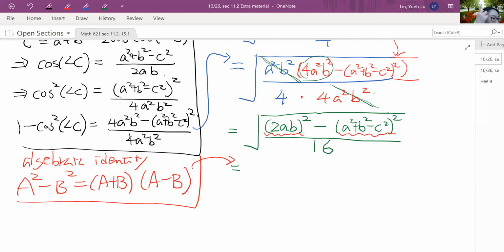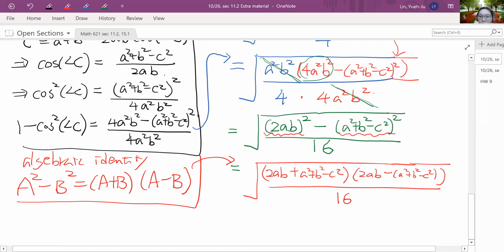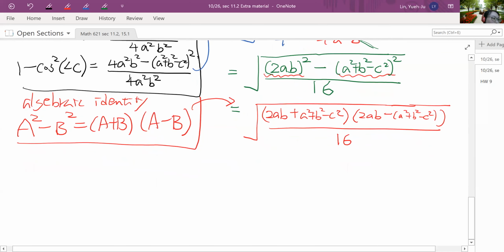Okay, so now let's see. If you use this, then the next step would be the following. I need to keep the 16 in the bottom, but the numerator is going to become 2ab plus a squared plus b squared minus c squared, times 2ab minus the other thing. So I just rewrite the subtraction of the perfect square like this. This is really purely algebraic, okay? Now we simplify.